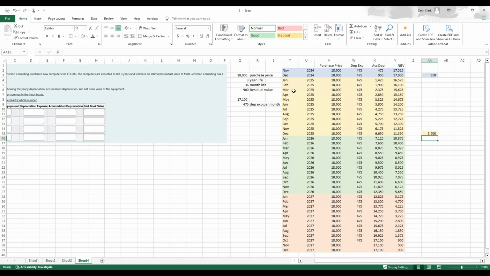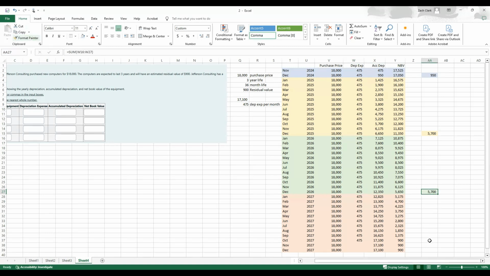Because that's monthly, it's 475, 12 months, 5,700. And I'm going to copy and paste that same formula in. So it just moves the formula, but we're adding 12 months together. I'm going to color code these.